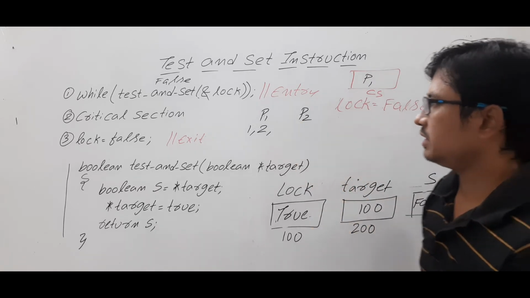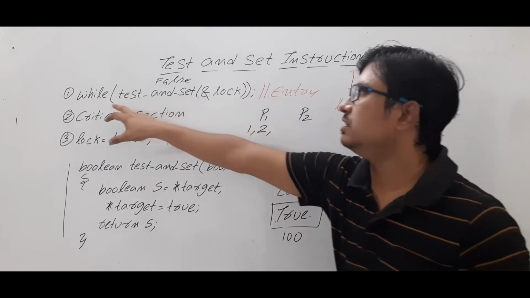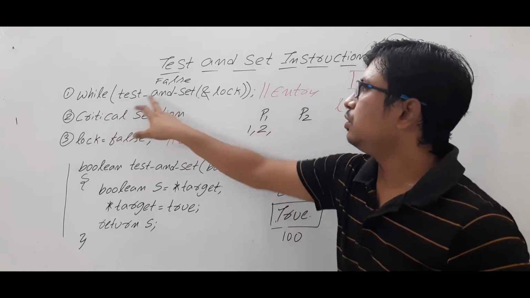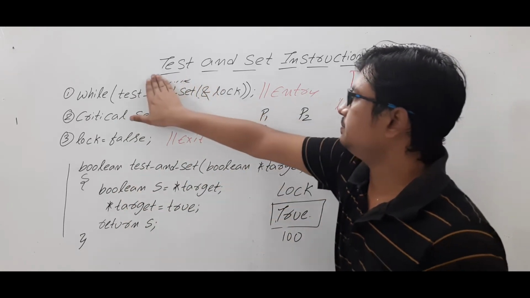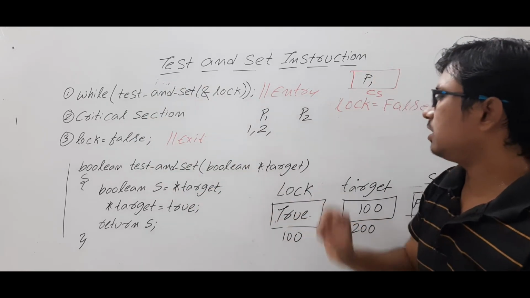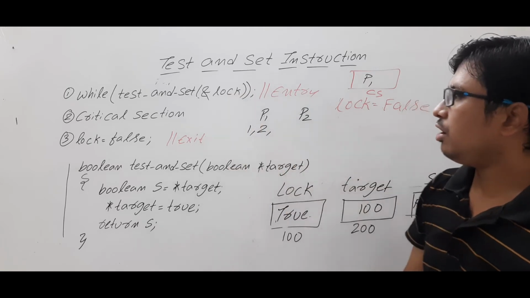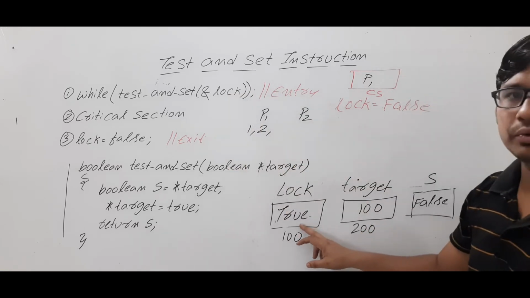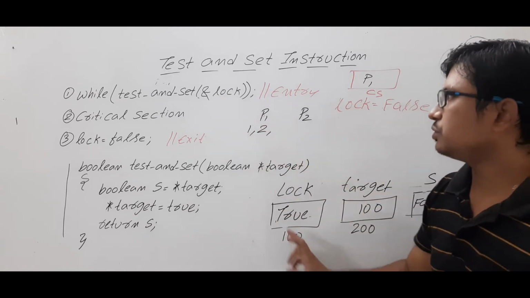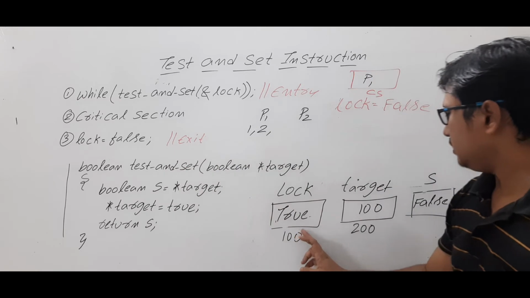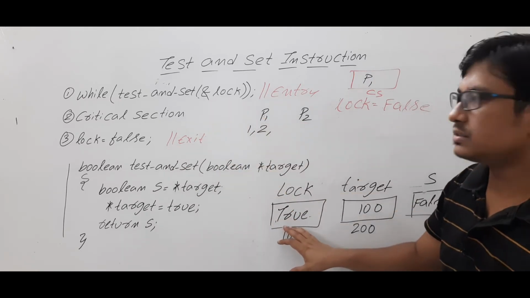What will happen? Now look at here. Process P2 has to execute the entry section again. So it will go to the function definition of test and set. Okay, now look at here, boolean star target. Is it clear? What is the lock variable value now? The lock value consists of true. Is it clear? Because it is passing the address of the lock variable, which is true. So here you will get the value true. Is it clear? Are you able to understand? Because it has been updated.